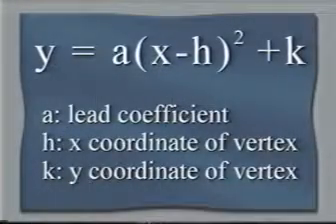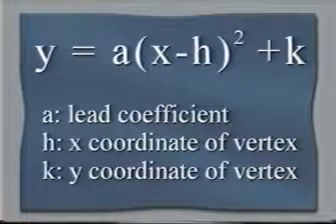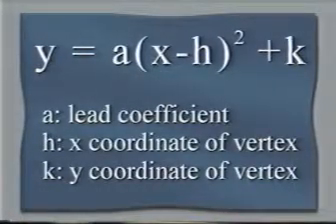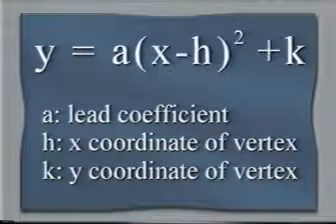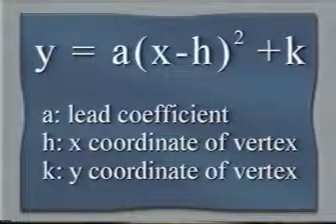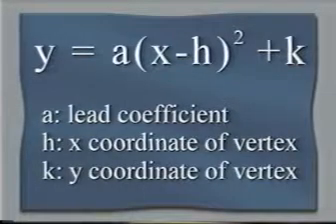There is another method of writing a quadratic equation. And this is y equals a(x minus h) squared plus k. A is still the lead coefficient and indicates through its positive or negative nature whether the parabola is up or down. H is the x coordinate of the vertex, while k is the y coordinate of the vertex. We're going to use this form of the equation to look at another set of data.